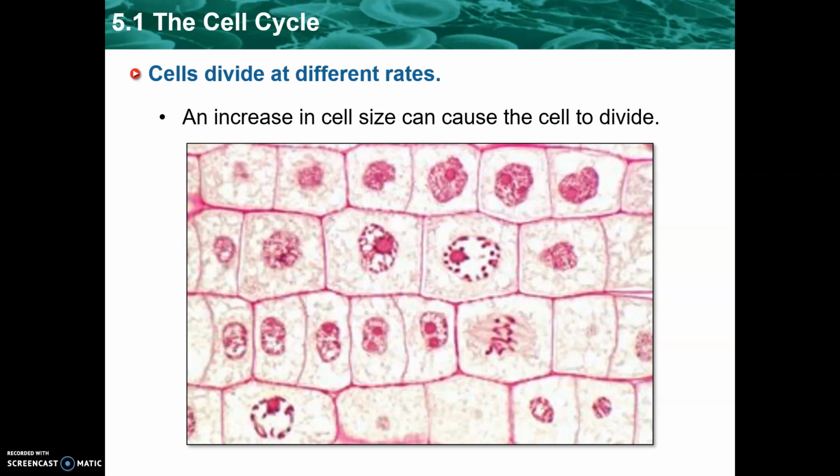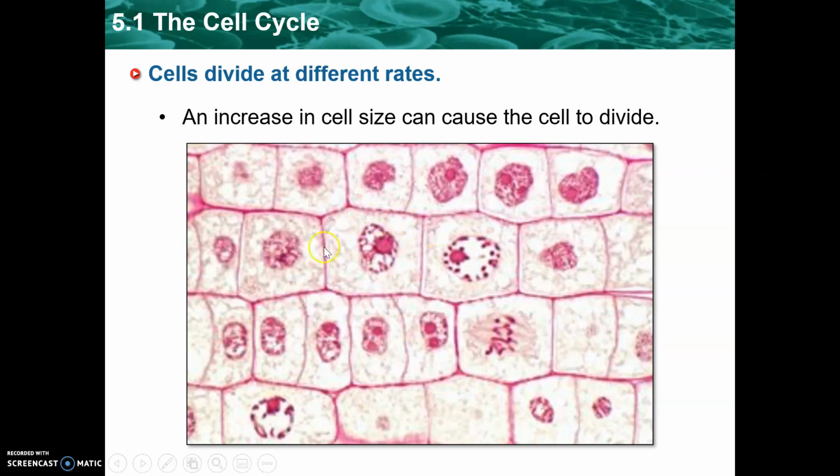So what we're focusing on here at the beginning of the unit is how cell size can cause a cell to divide. What you're looking at in this picture are stained onion cells. The onion is kind of the part of the root of the plant. The roots come from the onion and they grow very quickly. So it's very common to see onion cells in various stages of division.